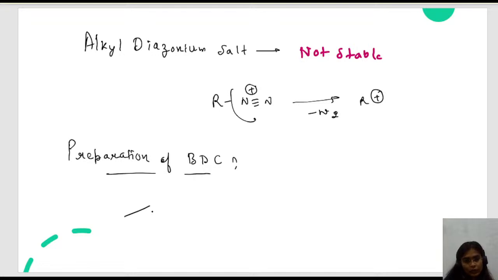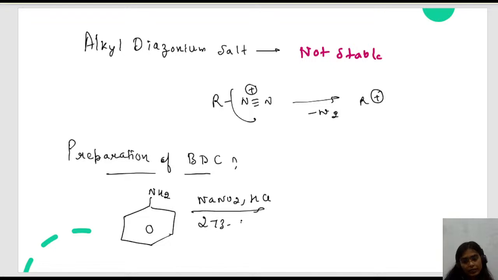So this is aniline, C6H5NH2. Then we are using NaNO2 and HCl, and the temperature has to be maintained at 273 to 278 Kelvin. Most of the time it will be 0 to 5 degrees Celsius. If the temperature changes a little bit, it is not going to be stable. So the temperature range is really important in this case.